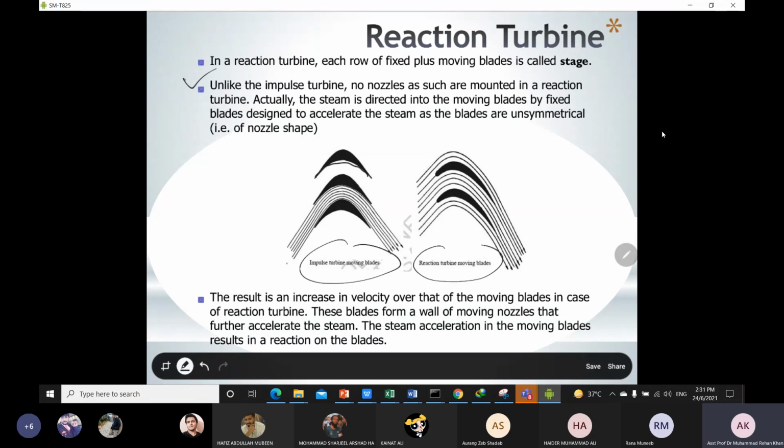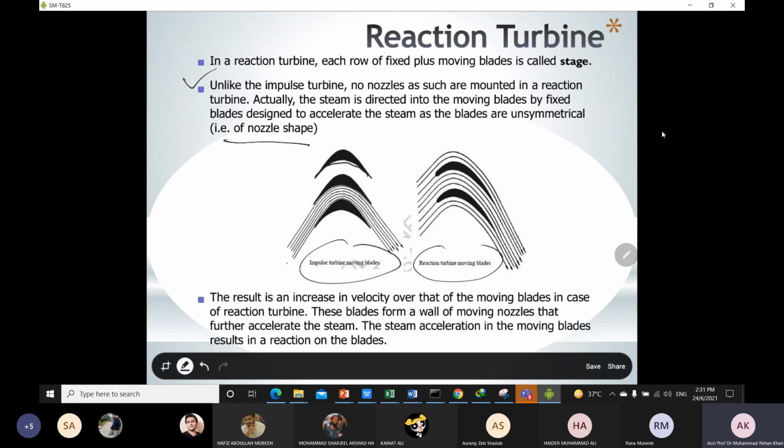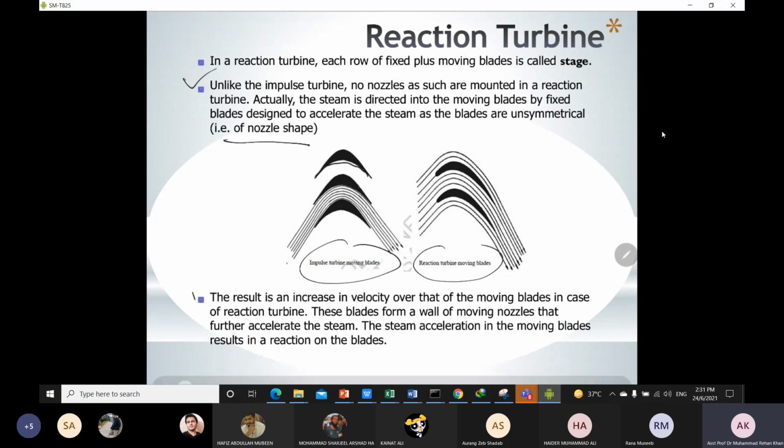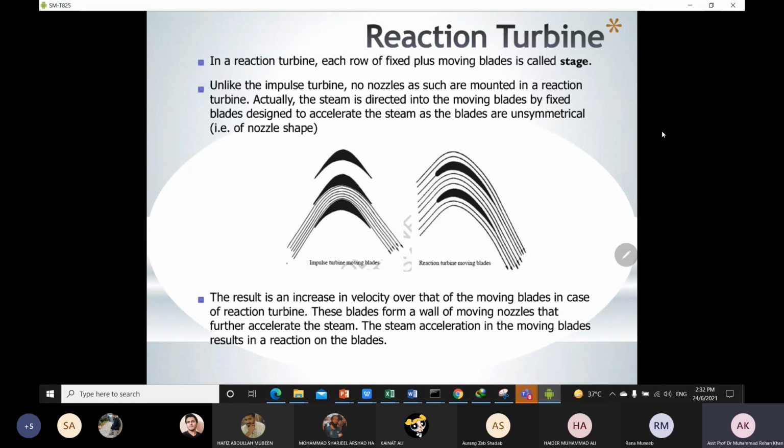I have already told you that unlike impulse turbine, no nozzles as such are mounted in the reaction turbine. Actually, the steam is directed into the moving blade by a fixed blade designed to accelerate the steam, as the blades are unsymmetrical. That is the nozzle shape. So in both impulse and reaction turbines, all the stationary blades act as a nozzle. The result is an increase in velocity over that of the moving blade in the case of reaction turbine, and these blades form a wall of moving nozzles that further accelerate the steam, and the steam acceleration in the moving blades results in the reaction on the blades. This is just theory and you have to go through it.